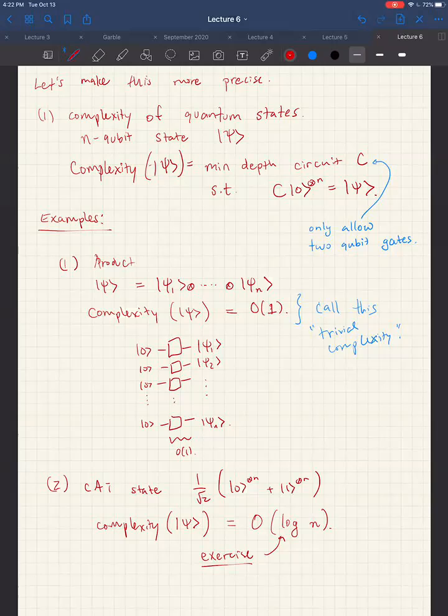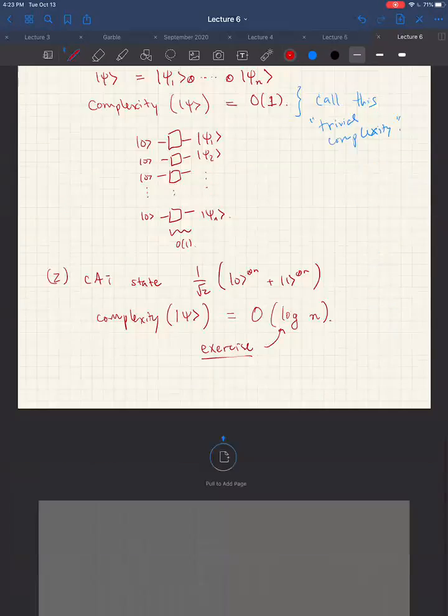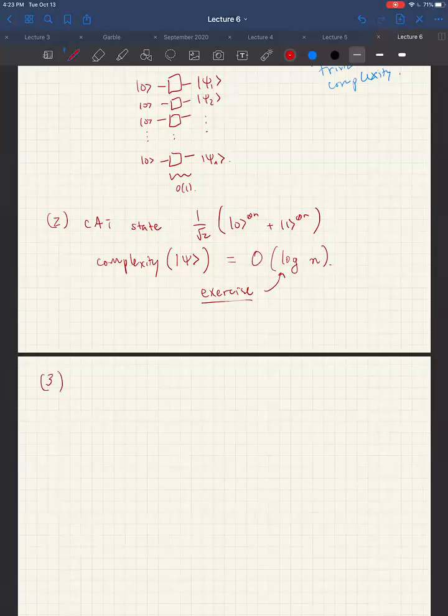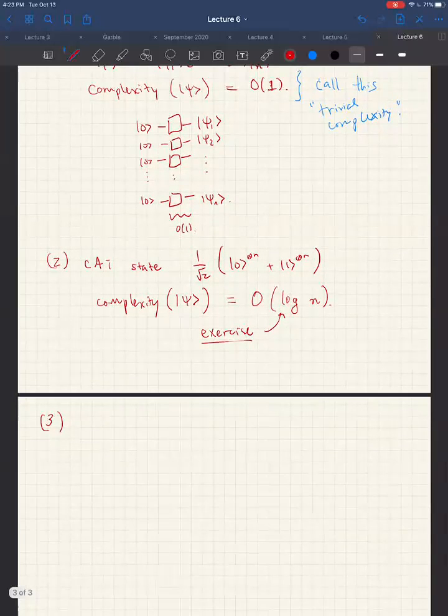Okay, so this is slightly more interesting. This cat state has some entanglement, right? And this circuit complexity kind of captures it. And the final example that we'll see is something on the other extreme of the spectrum, which is if you take a random quantum state. There is a well-defined notion in which you can sample an n-qubit quantum state uniformly at random.